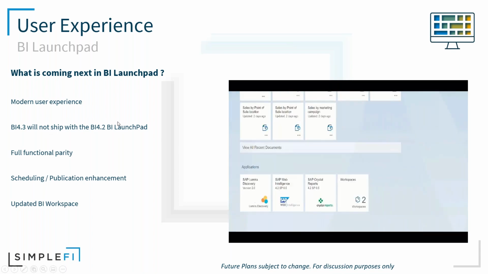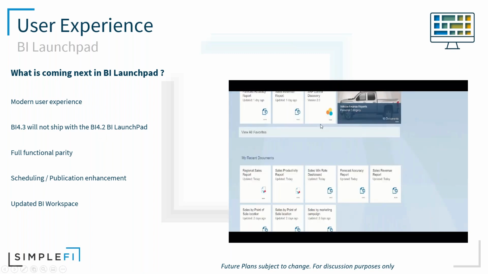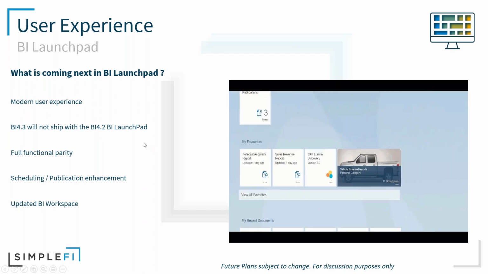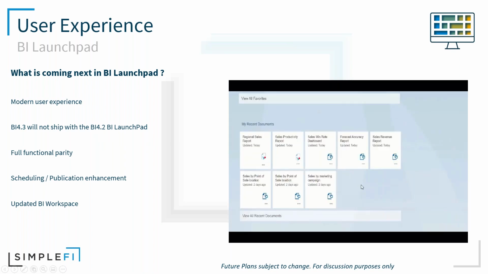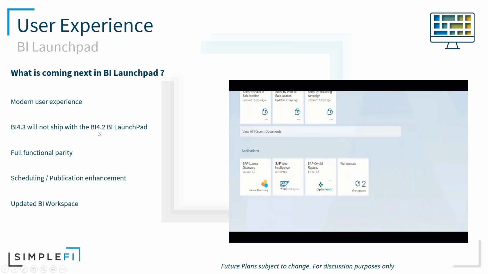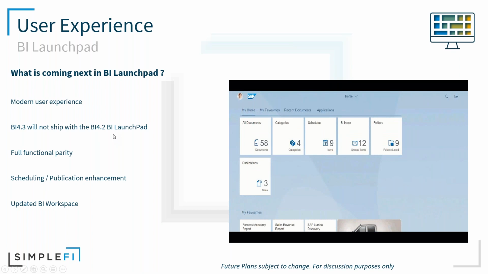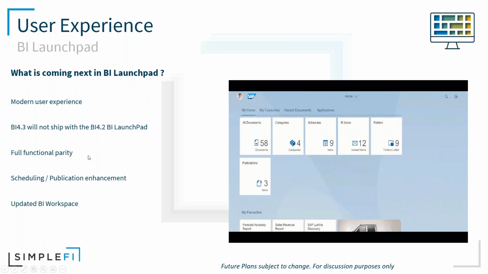It will not contain the 4.2 BI Launchpad. So if you've liked that Launchpad for years, and this is actually annoying, I didn't realize it would play the whole time, 4.2 BI Launchpad is gone. It's all going to be Fiori based. If you've looked at the Fiori Launchpad in 4.2, it has nothing to do with it. It's so much improved, and they've made sure it has full functional parity.